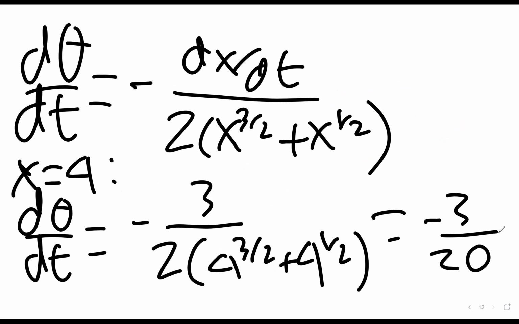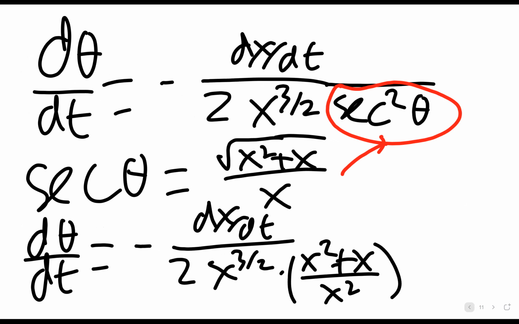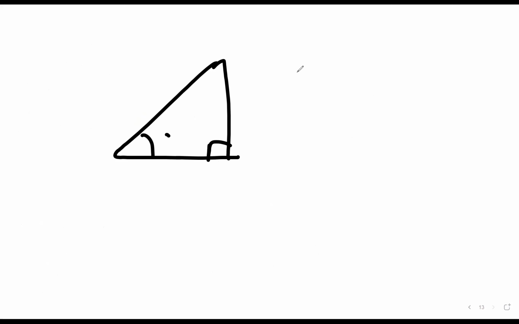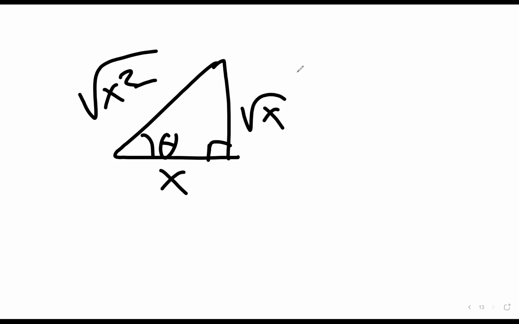Any question or comment so far up to this point? Sorry, sir. Could you explain from the secant theta? Yes, sir. Okay, if I take a look at the picture, or I will draw it. The triangle is this triangle. This is theta. This is x. This is square root of x. Of course, the hypotenuse will be square root of x squared plus the square of square root of x, which is x. Okay, up to this point is understood.